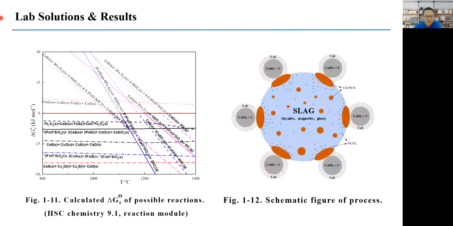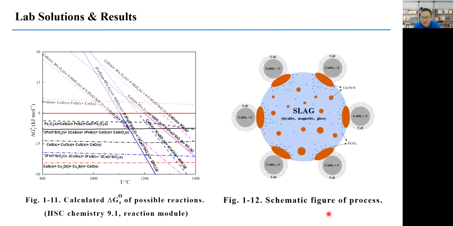So how about the thermodynamics? So we can find the calcium sulfide can dissolve or decompose magnetite. It can also transfer our oxide, especially copper oxide. So thermodynamically, it is feasible and it can be achieved. The standard reaction Gibbs energy is negative. So we can run it in this temperature window.